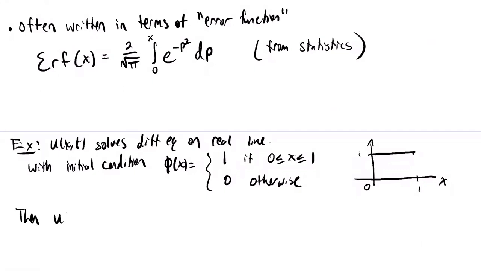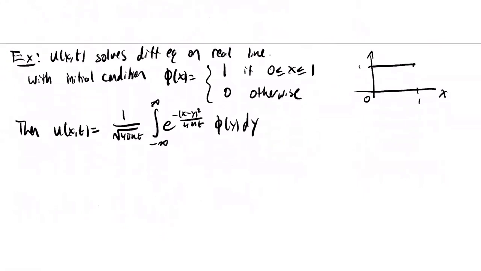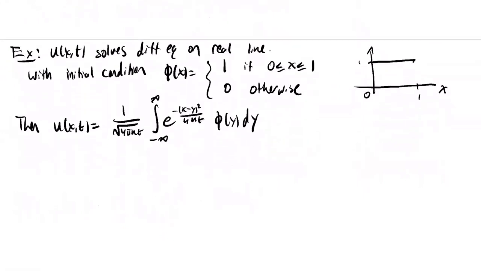From the theorem, we know that u of x,t is equal to 1 over the square root of 4 pi kt times the integral from minus infinity to infinity of this Gaussian term, and then times this function evaluated at y. Now what we want to do is plug in the formula for phi to understand this as a function of x. In order to make this a little bit easier, I'm going to shift the variables, meaning I'm going to do a substitution.